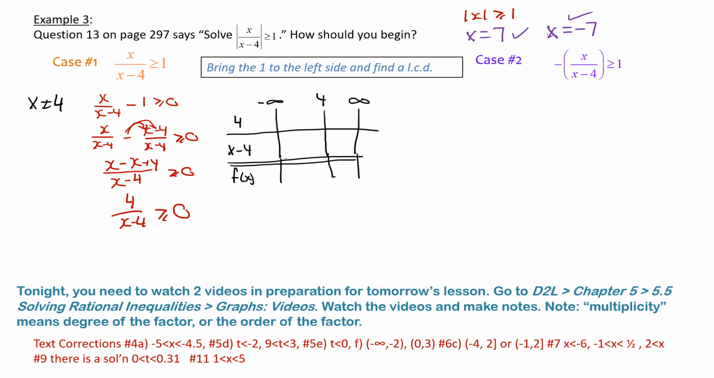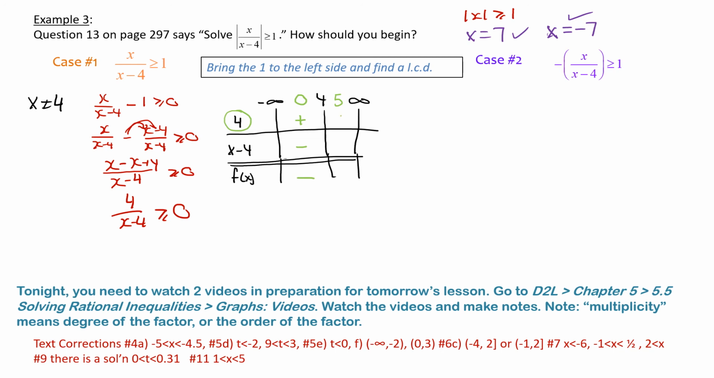So let's get some numbers. In between negative infinity and 4, I'm going to pick 0. In between 4 and infinity, I'm going to pick 5, and I'm going to sub those in. Subbing the first one here, remember this is just a factor of 4. I can't change that. It's positive. Doesn't matter what I sub in there, it's positive. But 0 minus 4 is negative. So the function during this interval will be below the x-axis.